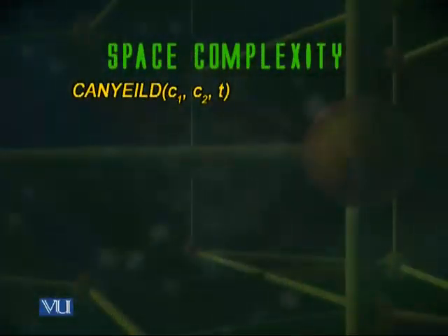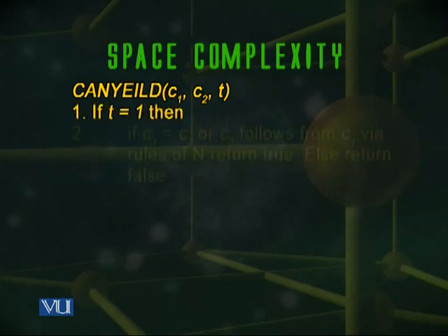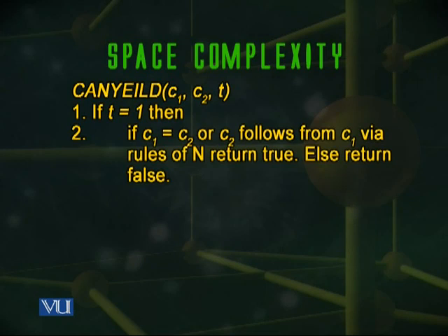We call this function CanYield(C1, C2, t). Now if t is equal to 1, then what we do is we check if C1 is equal to C2. If C1 is equal to C2, then you can go from C1 to C2 in 0 steps. Otherwise, we check the rules of the Turing machine N and see if it is possible to go from C1 to C2 via the rules of N. And this can be done by observing the Turing machine and seeing if there is a transition which takes us from the configuration C1 to C2. So this is the base case, and this can be easily done.